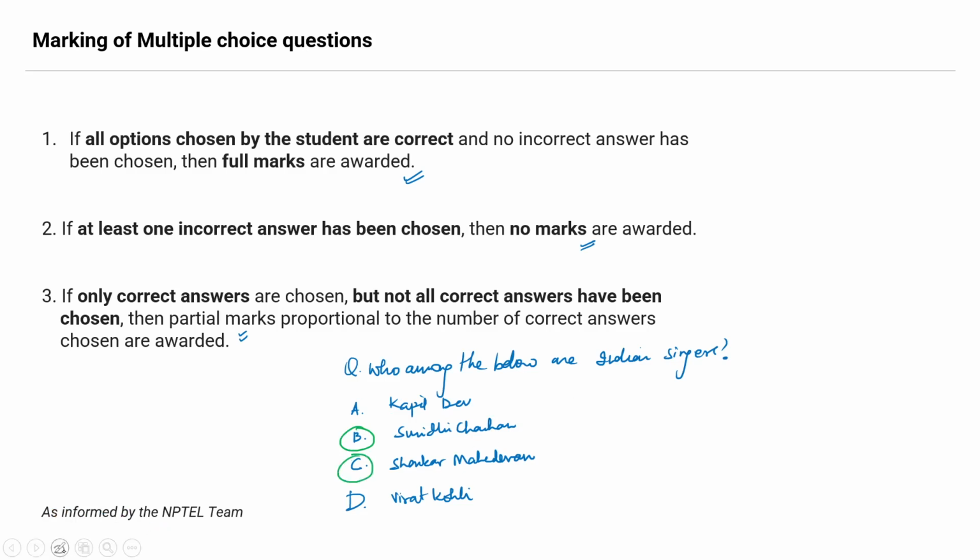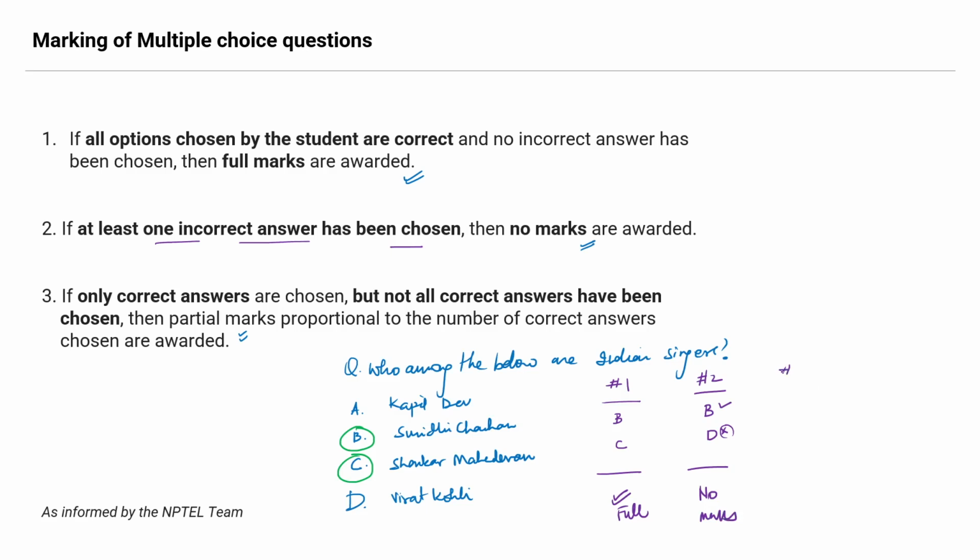Now let's understand all these scenarios one by one. Scenario one is, I mean, don't go with the question. It is just to help you understand the marking criteria. So scenario one is that you select option B and C. You have selected all the correct answers, and you'll get full marks. Scenario 2 says, if at least one incorrect answer has been chosen, then no marks. So what if you select B, but you also selected D? Okay. Where although B is correct, but D is incorrect. Since you have chosen one incorrect, no marks.